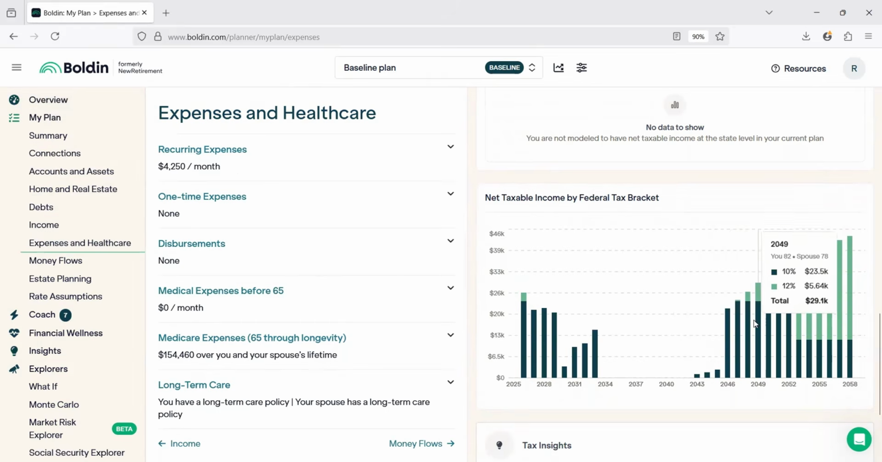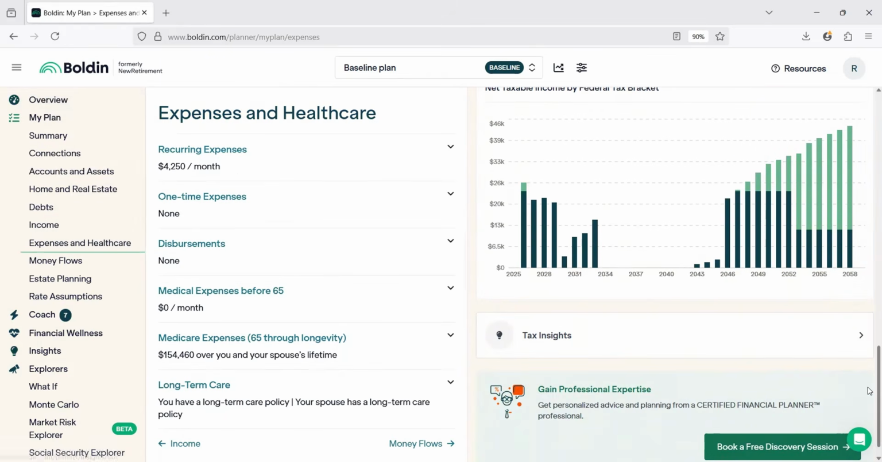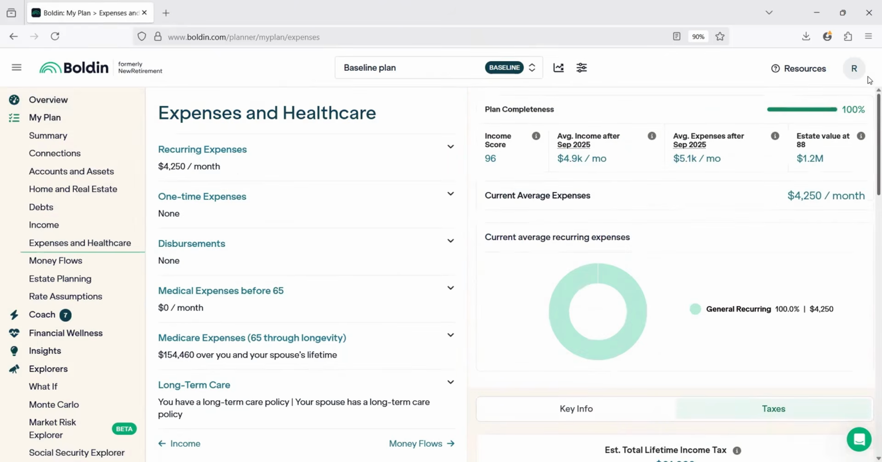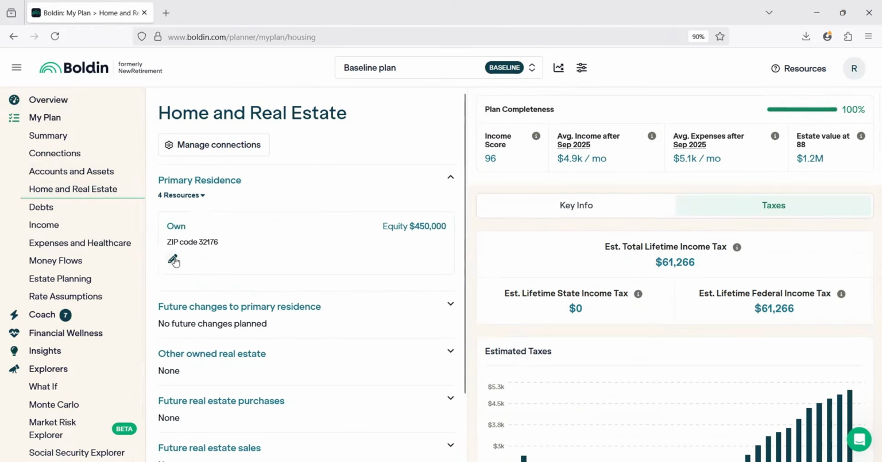Here we have your tax brackets. So it's good in the beginning. You're pretty much staying in the 10%, but you do move. Now, again, you have insights here. You can click through. So let's go ahead and change to a state that has an income tax.